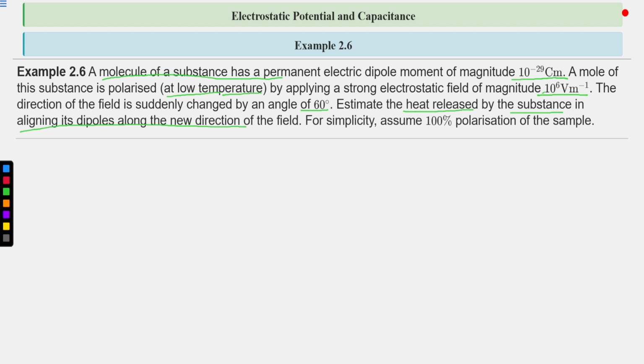We have to calculate this. For simplicity, assume 100% polarization of the sample. So what is 100% polarization? It means all the dipole moments in the substance are aligned in the direction of the electrostatic field. This is 100% polarization, so we assume that 100% polarization is there.